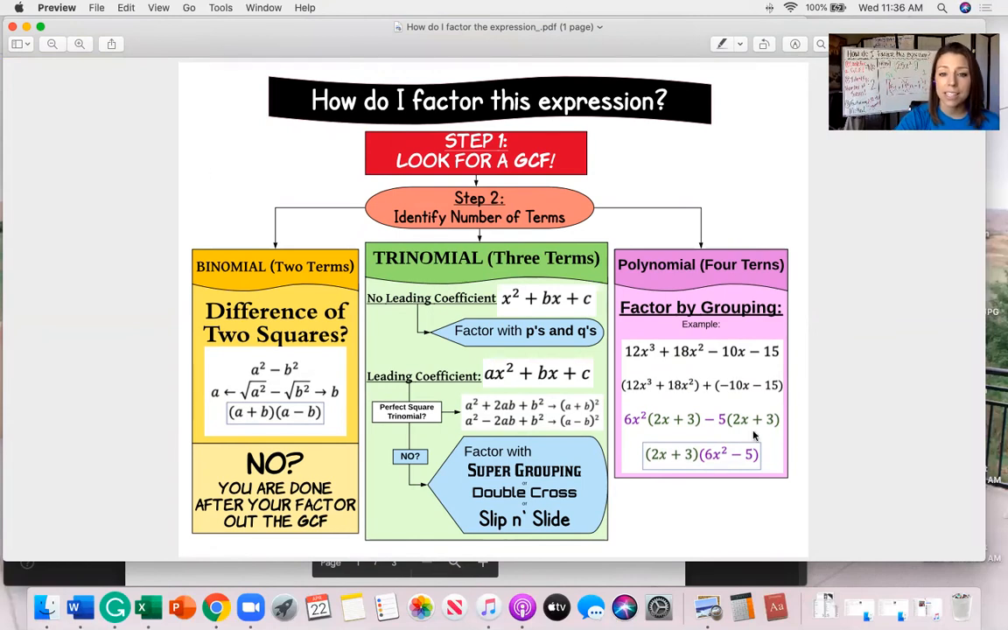So you'll have access to this flow chart for your assessment. You can use it while you're doing worksheet practice. You can use it while working on the IXL code, etc.